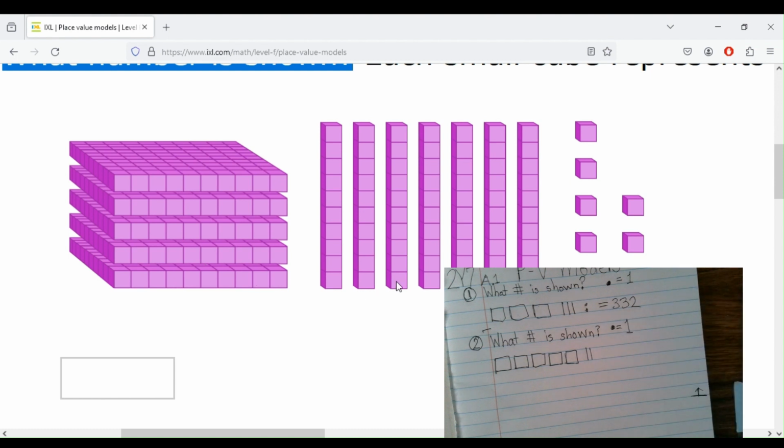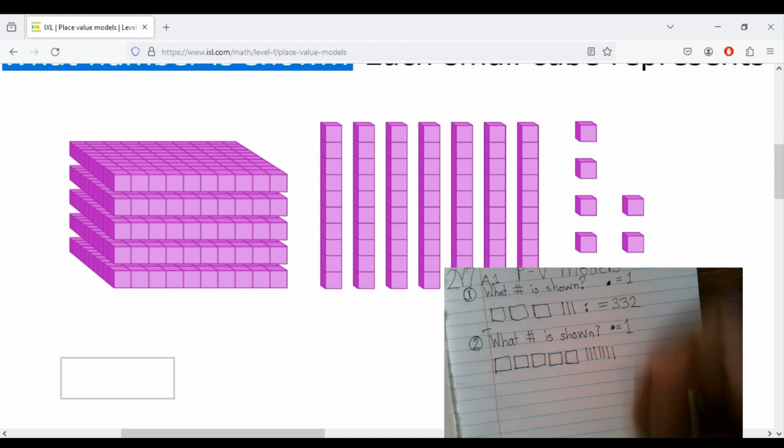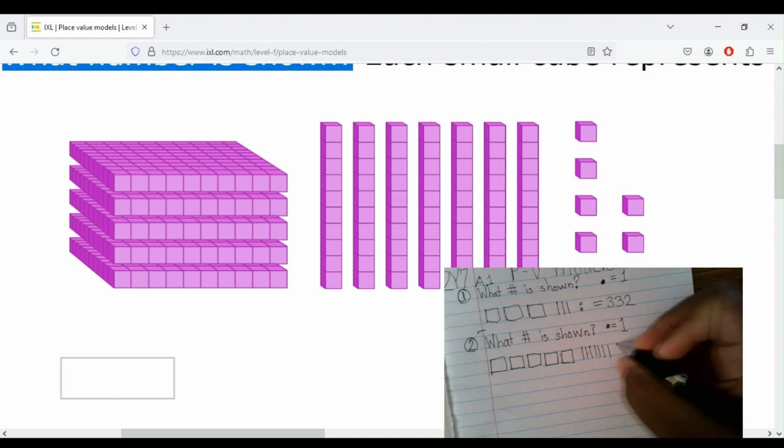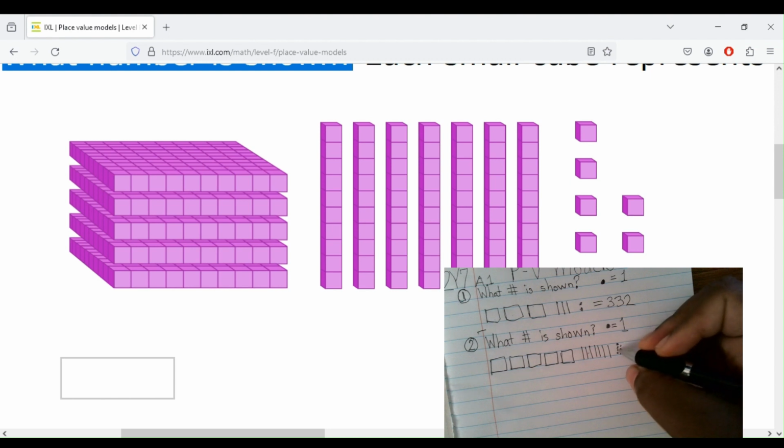1, 2, 3, 4, 5, 6, 7. And it is work, but it's not difficult work to copy down those unit cubes. One, two, three, 4, 5, 6, 7, 8.